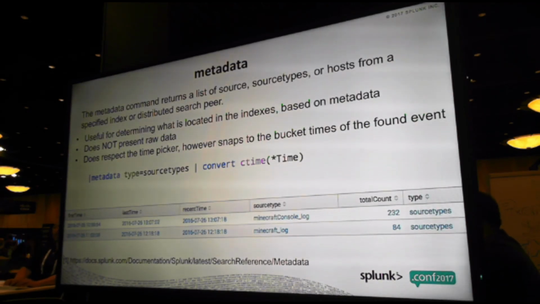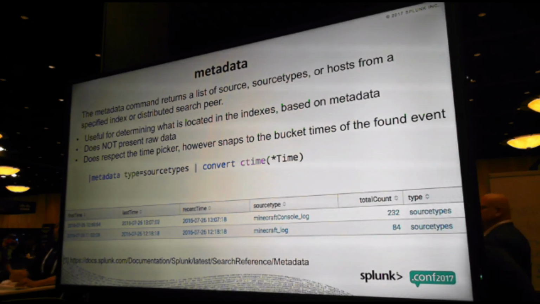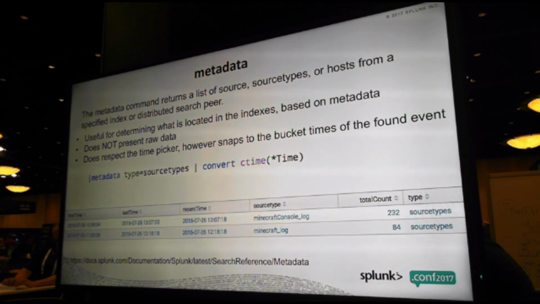Again here, this is metadata. Metadata is a command that returns a list of source types or hosts from a specified index or the search peer. It is done by bucketing. It snaps to the start and end time of the buckets of whatever is in the time picker. So if your time picker range covers 2 different buckets, it searches the entire buckets of both those time ranges.